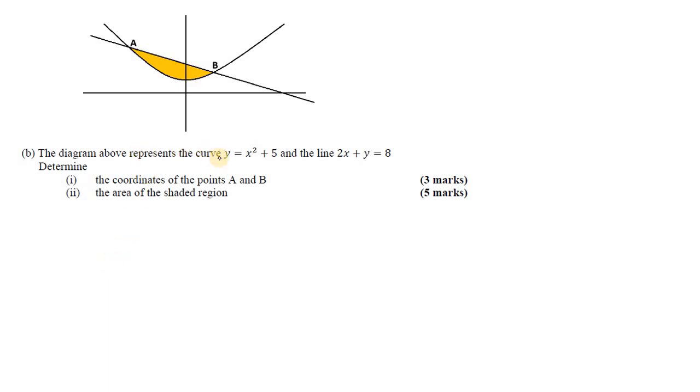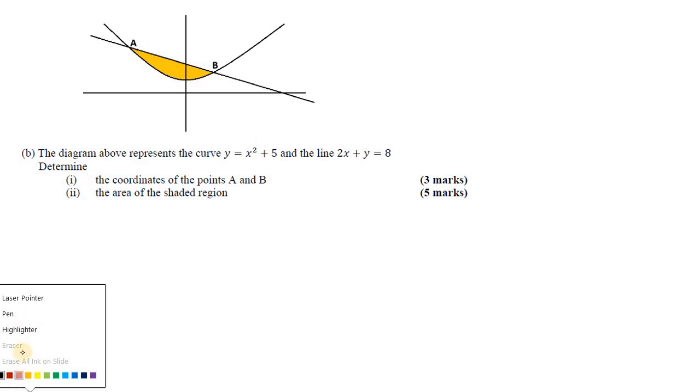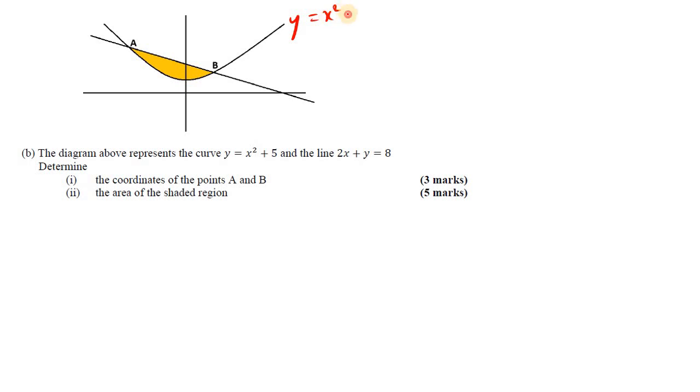We're told that the diagram above represents the curve y equals x squared plus 5 and the line 2x plus y equals 8. So obviously this is a curve, which will be the y equals x squared plus 5, and this straight line will have the equation 2x plus y equals 8. So we know the curve is quadratic. The highest power there is a 2.